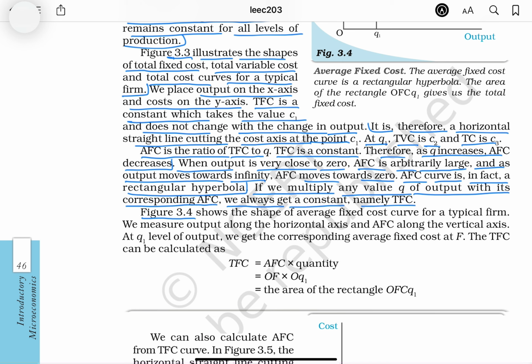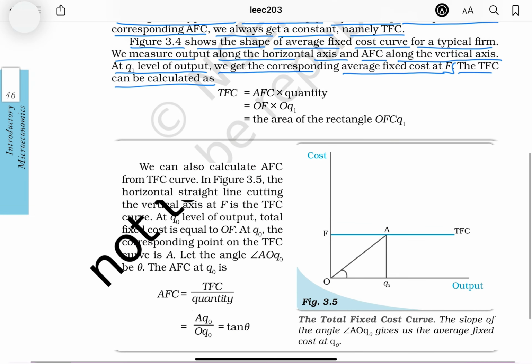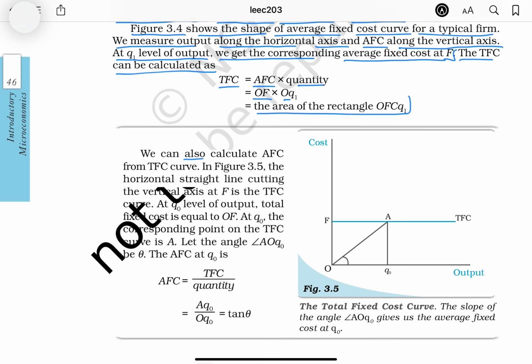Figure 3.4 shows the shape of average fixed cost curve for a typical firm. We measure output along the horizontal axis and AFC along the vertical axis. At Q1 level of output, we get the corresponding average fixed cost at F. The TFC can be calculated as TFC is equal to AFC into quantity, OF into OQ1, the area of the rectangle OFCQ1. We can also calculate AFC from TFC curve.